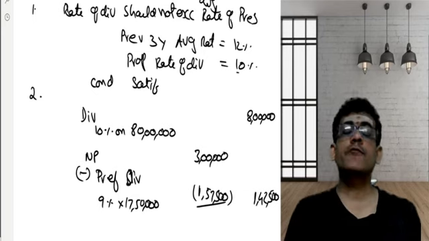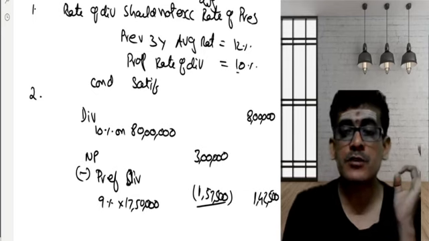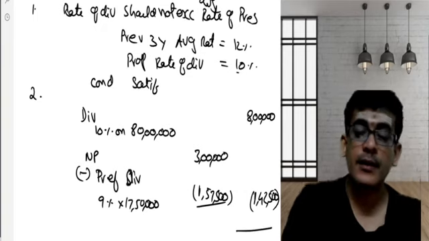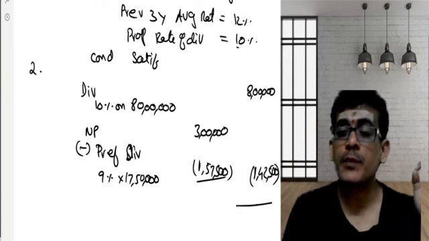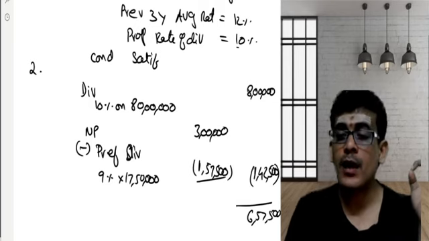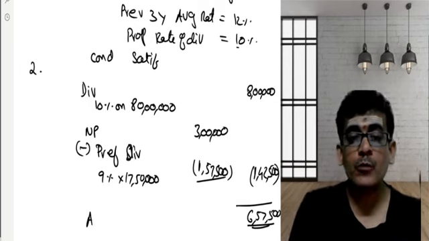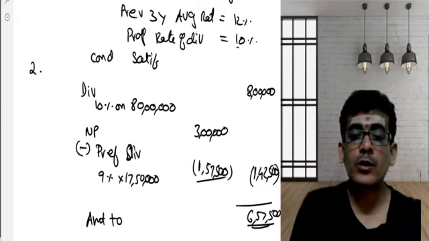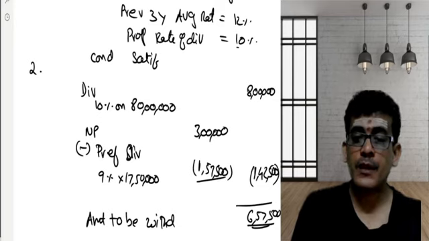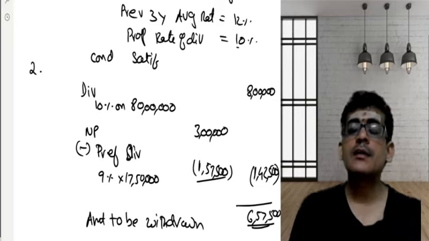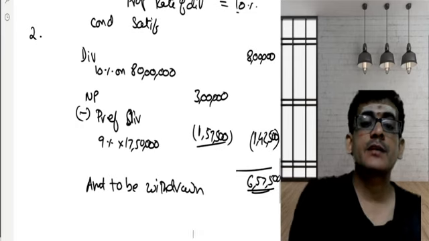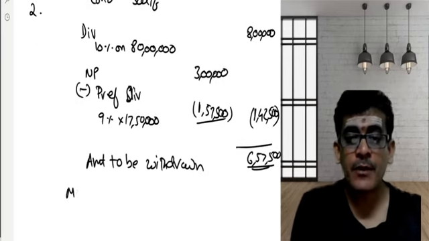So now what is the shortfall? You are having a profit of 1,42,500, but you need to pay a dividend of 8 lakhs. What is the shortfall there? The shortfall is going to be 6,57,500. So the amount to be withdrawn is nothing but 6,57,500. Now as per the standard, what does it say about the maximum amount?